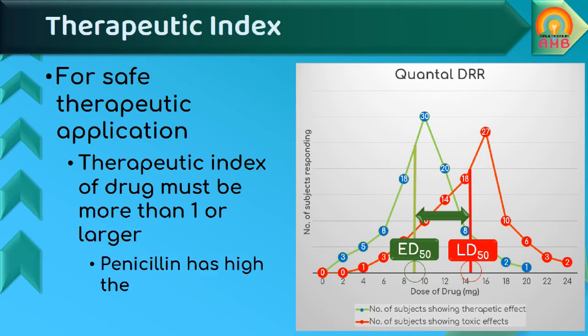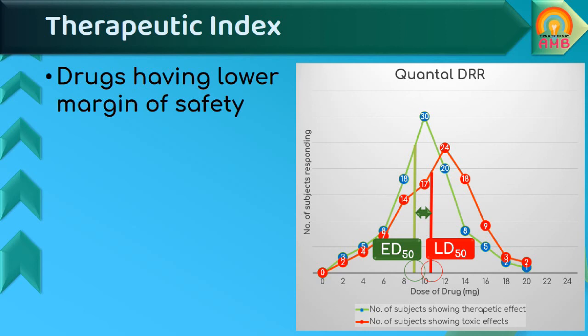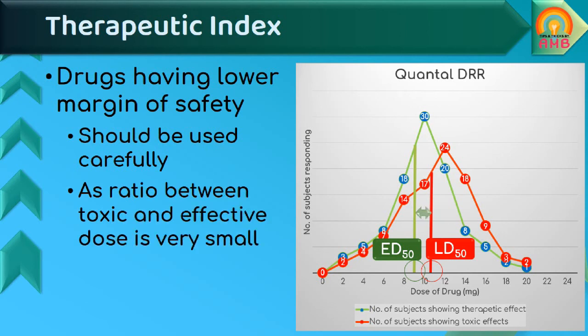For example, penicillin. Penicillin has very high therapeutic index and safe for administration. Also, drugs having lower margin of safety should be used carefully or cautiously, as ratio between toxic and effective doses is very small, or the gap between toxic and effective doses is very small. Example, that is Digitalis. Digitalis is having lower margin of safety and should be used very cautiously.